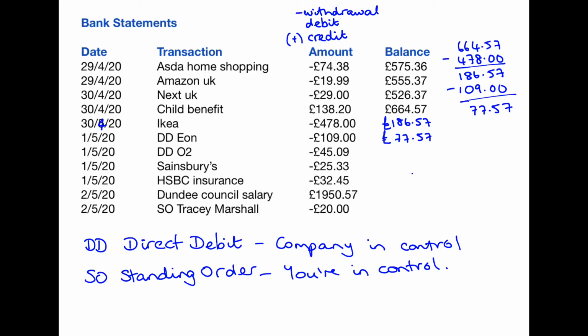So things are getting a bit tight just now. Then the next direct debit is to O2, so that'll be a mobile phone bill. So we need to subtract £45.09. And again, I'm just doing this with a calculator at the side. That gives us £32.48. Okay, then we've got another debit. This is Sainsbury's, so that's been some shopping that's been done. So we're spending another £25.33. Leaves us with £7.15.